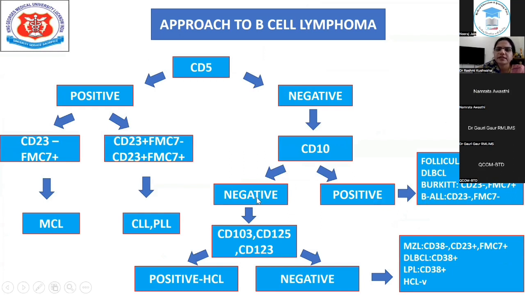If CD10 is negative, we proceed ahead with another tube containing the hairy cell markers like CD103, CD25, and CD123. If these come positive, then it's hairy cell leukemia. If these markers are negative, we think about other lymphomas which can have fuzzy cytoplasmic borders like splenic marginal zone lymphoma, the lymphoplasmacytic lymphoma, hairy cell leukemia variant, and even diffuse large B-cell lymphoma.